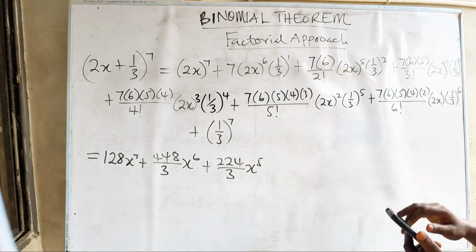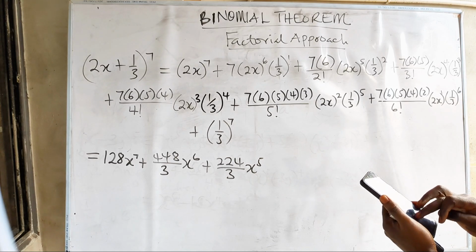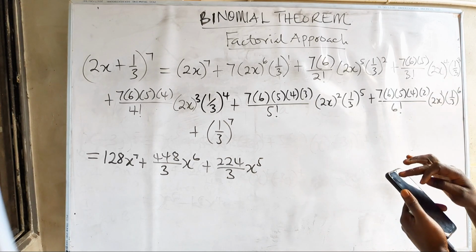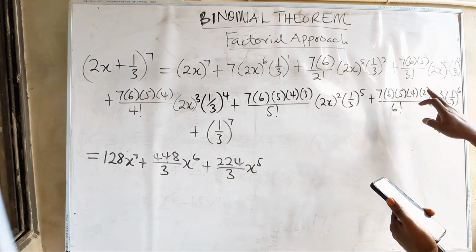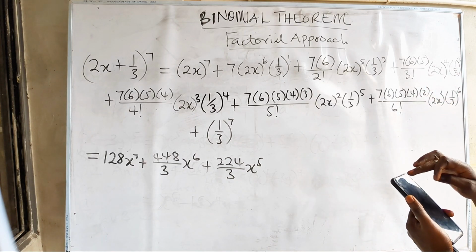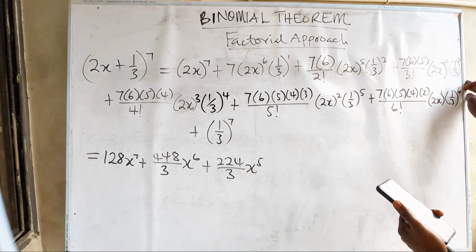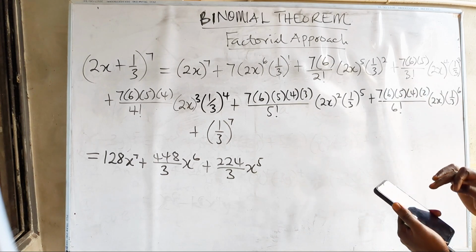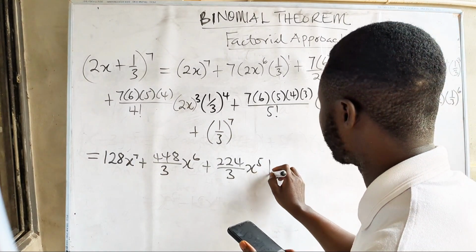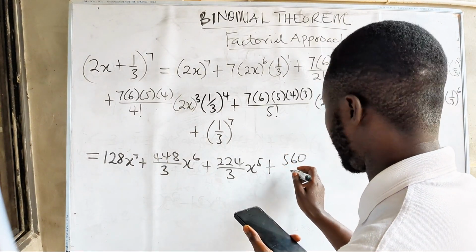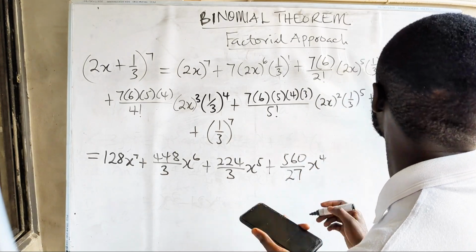Okay, so we come to the next one. We have 7 times 6 times 5 times 2 exponent 4 times 1 over 3 exponent 3, divided by the 3 factorial, which is 3 times 2 times 1. That will give us 560 on 27 s exponent 4.